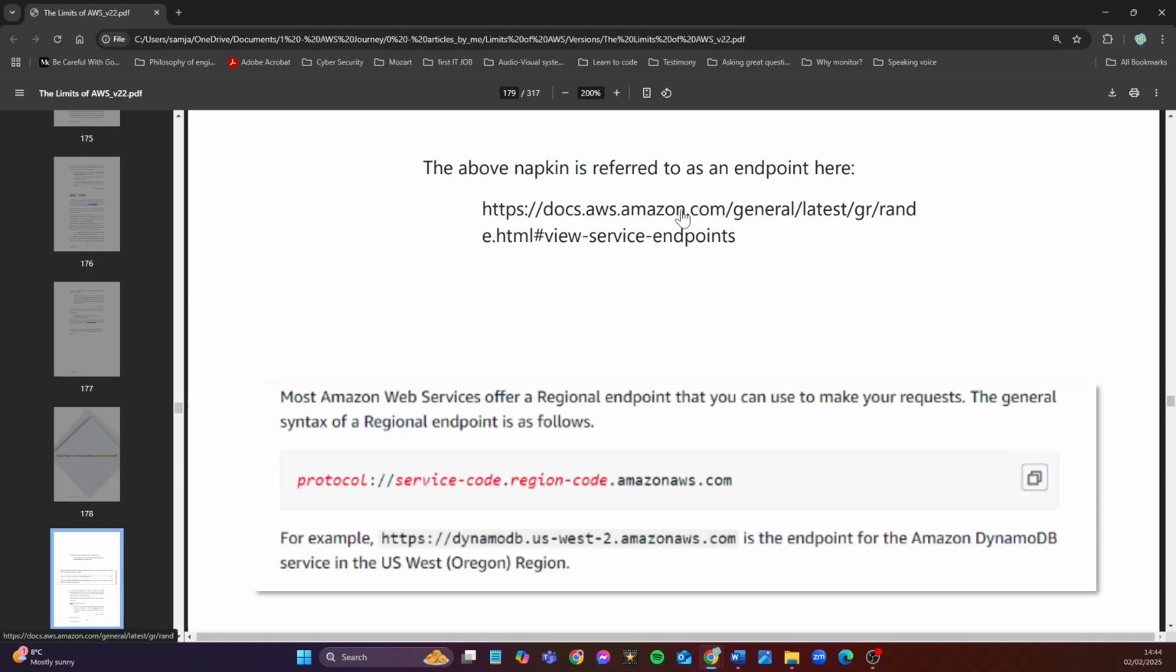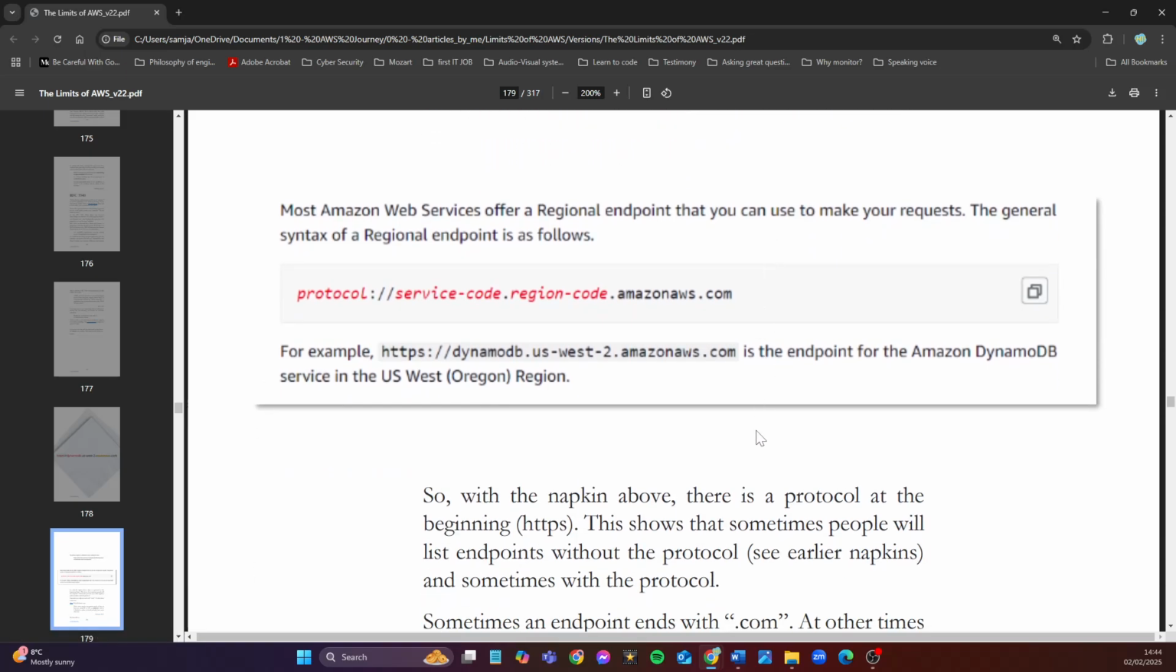Okay. So in the general user guide, we have a list of service endpoints. This general user guide is provided by AWS. So it says most Amazon Web Services offer a regional endpoint that you can use to make your requests. The general syntax of a regional endpoint is as follows. So we'd have the service code, like SQS or just RDS or DynamoDB, the service code. Then the region code, like us-west-2.amazonaws.com. And before the service code, we need the protocol with that double slash.